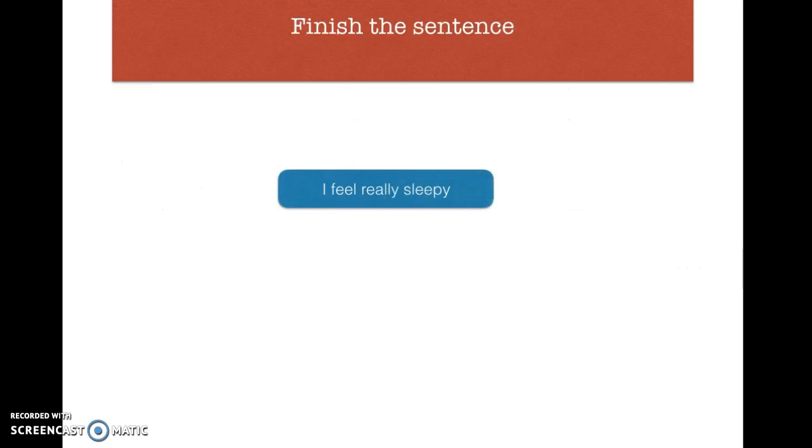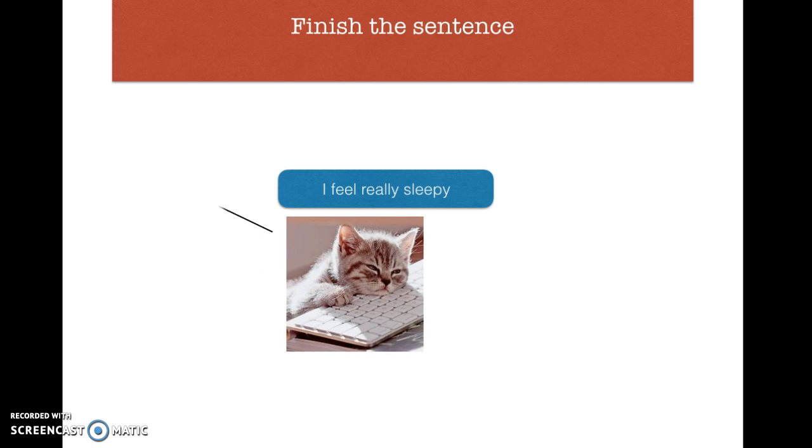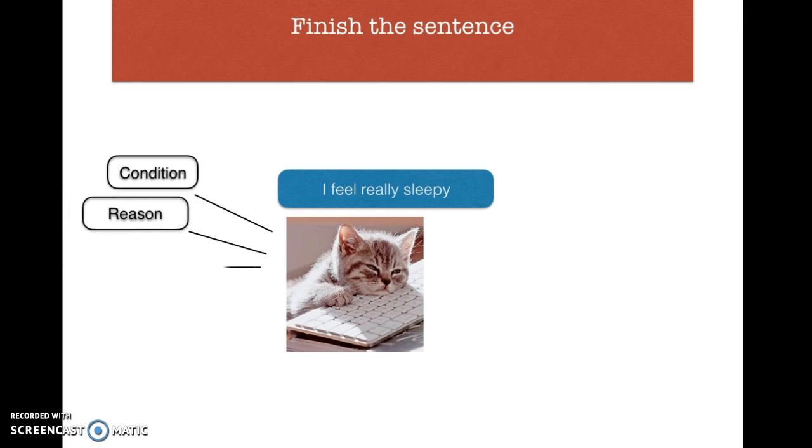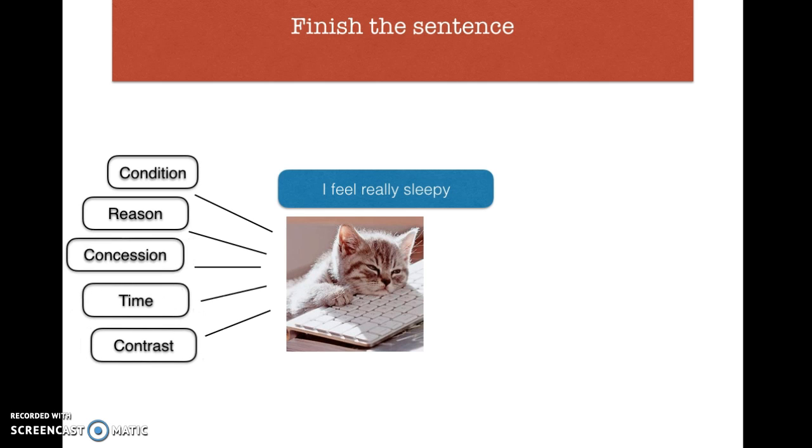So let's start. We have an independent clause: I feel really sleepy. Nice and simple. And just to show the range of possibilities here, think of the adverbials you can use to show these different meanings: condition, reason, concession, time, contrast. There's lots of different things you can do with this really simple independent clause. So for example, although I feel really sleepy, that's going to be the adverbial clause there.